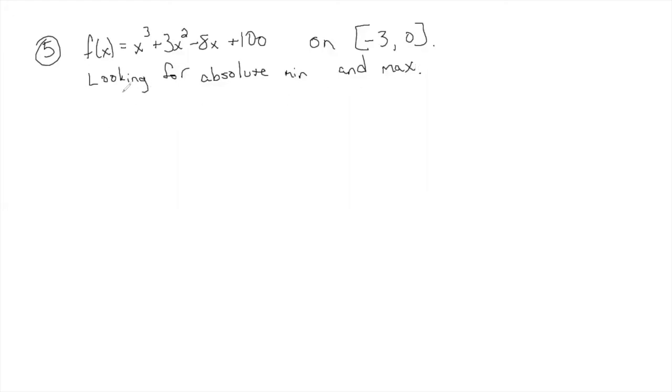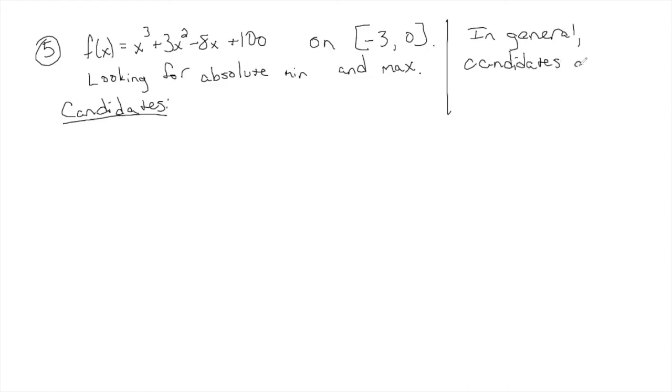Okay? So we need to figure out the candidates, right? What are the candidates? In general, candidates are critical points and endpoints. So we need to, first of all, worry about being inside this interval, right? We have critical points that we found already, but maybe both of them aren't in here. And it is actually the case.